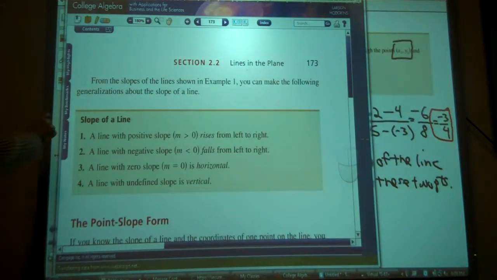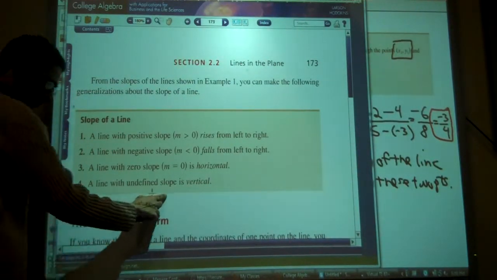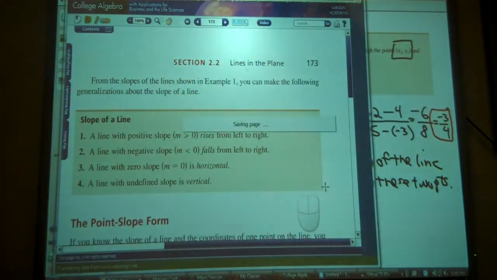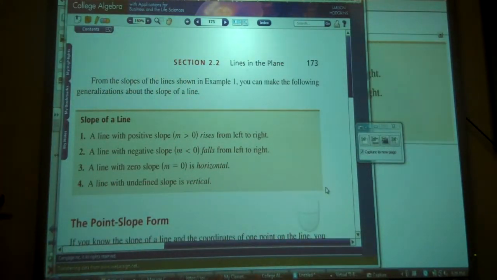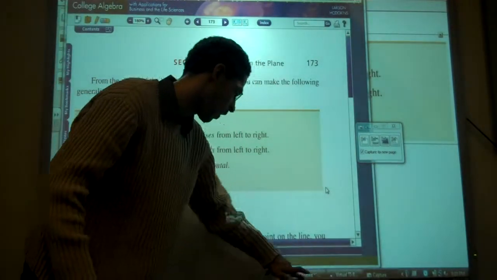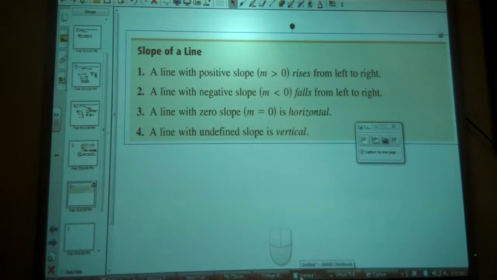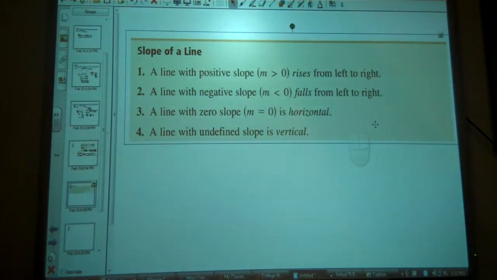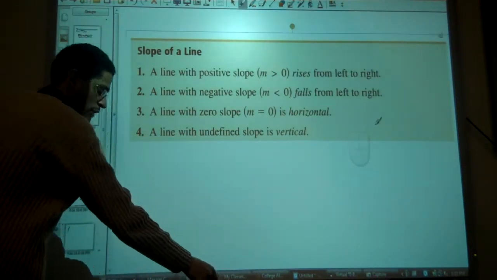Okay, so with slope, there's different values for the slope that we could have. If the slope is positive, then that's one kind of line. If the slope is negative, that's another kind of line. When the slope is 0, that's a third kind of line. And then the last part right here is number 4. What happens when you have a vertical line?